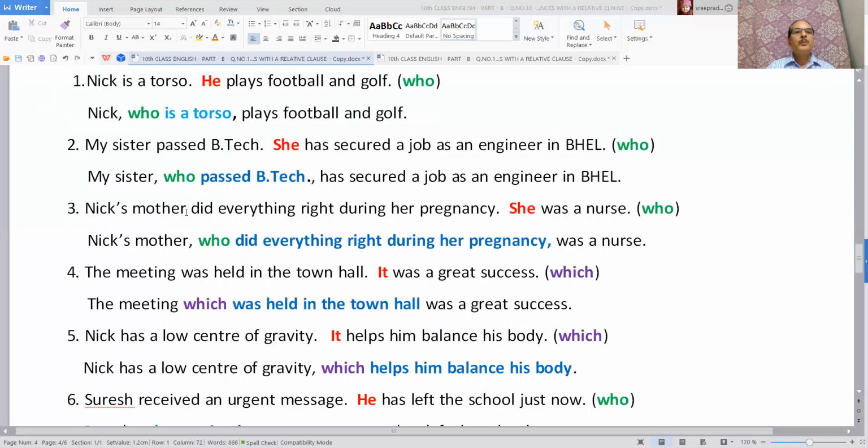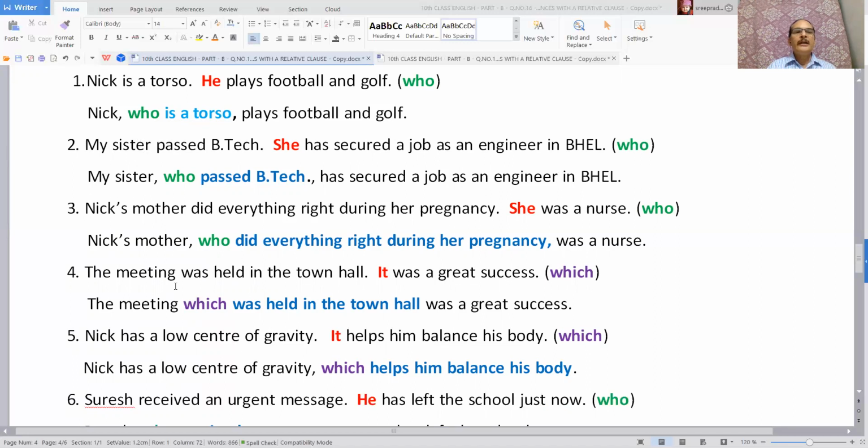My sister passed BTech. She has secured a job as an engineer in BHEL. Here we have to combine the two sentences with who. My sister and she both refer to the same. When both the subjects are the same, we can just write my sister, put a comma here, who passed BTech, has secured a job as an engineer in BHEL, because my sister and she refer to the same person.